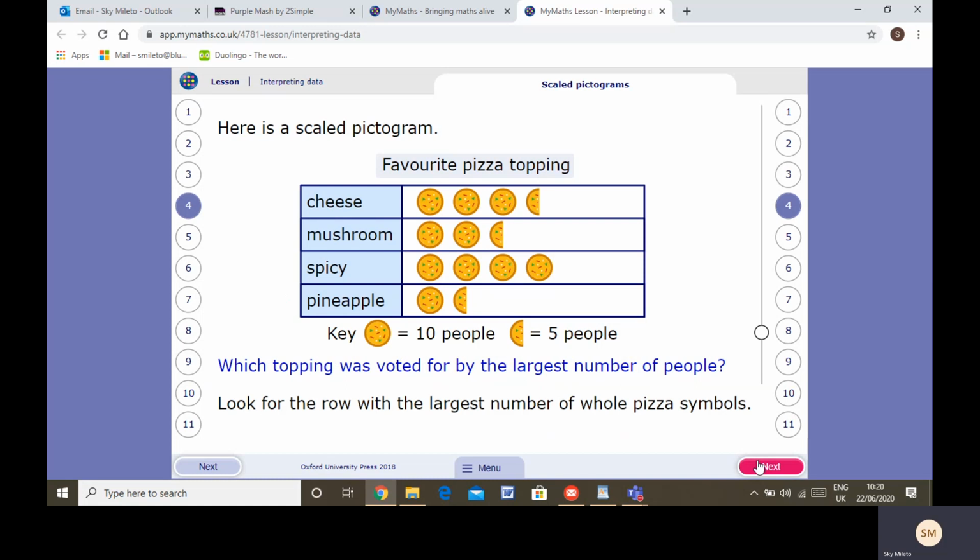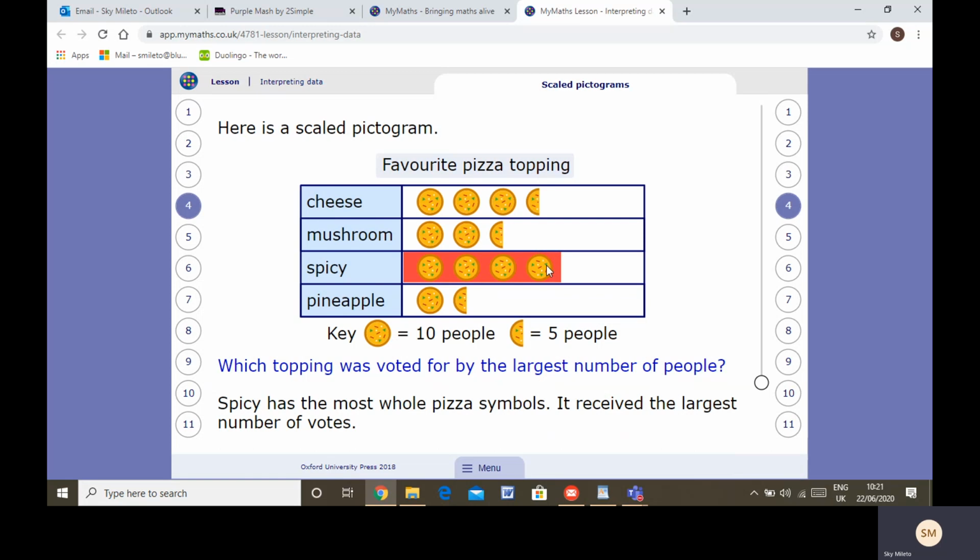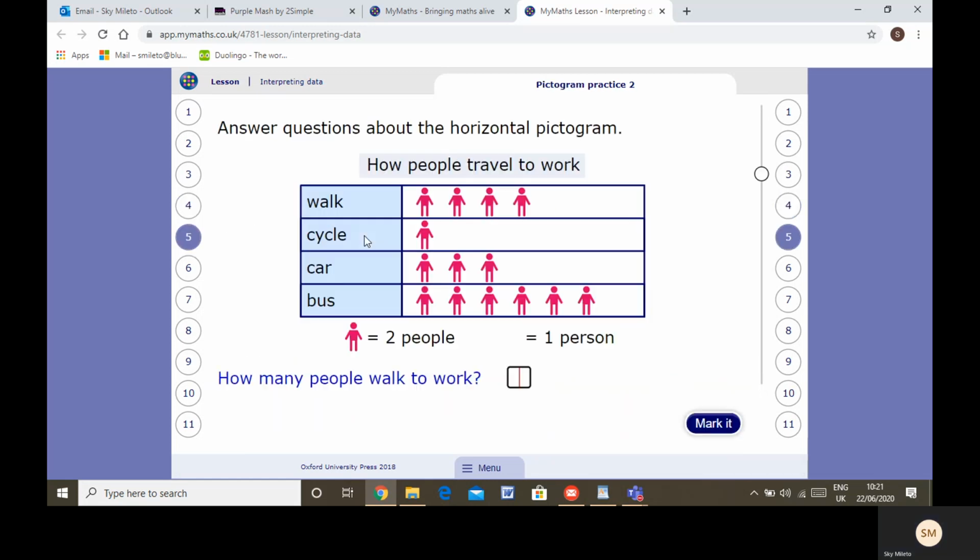Which topping was voted by the largest number of people? We can see that spicy was. And I hope that you all recognise that spicy had 10, 20, 30, 40 people vote for it. So let's have a look at this.